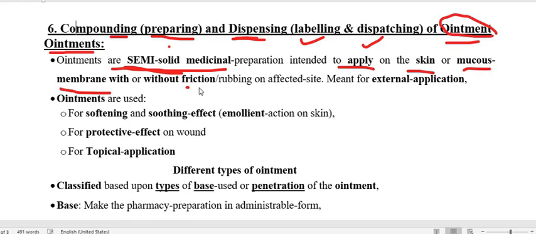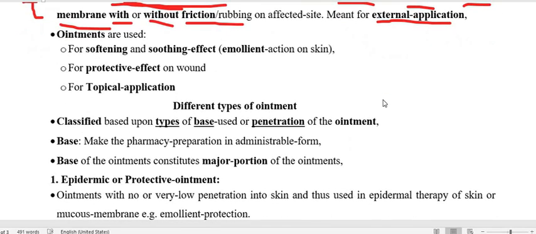Then how are we applying it? Either with or without rubbing. So we are applying friction, meaning rubbing, as well as applying without rubbing. So you have to define ointment as a medicinal preparation, semi-solid in nature, applied on the skin or mucous membrane with or without friction. And this is an external use preparation. So this is very, very important.